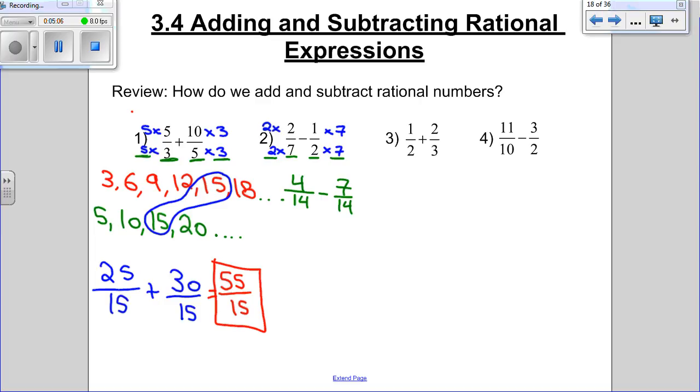Just like adding them, when you subtract them, you just do the top. So you're going to do 4 minus 7 is negative 3 divided by 14. You don't add together the 14s. The denominator just stays the same. You had 4 14ths, and then you subtracted 7 14ths. That would leave you with negative 3 14ths.